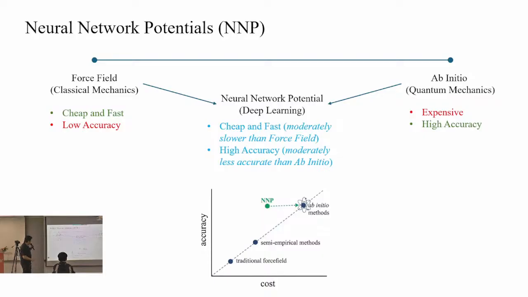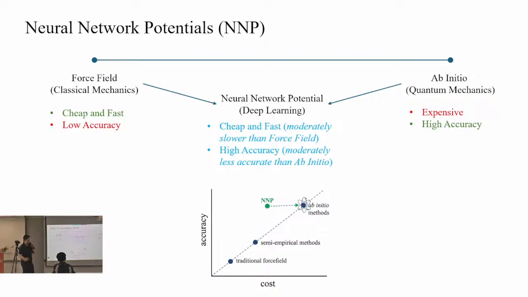Now, what we want to bridge here with NNP is this big gap. This is a general rough estimate of the accuracy versus cost. You see the force field sits here, and then you have semi-empirical methods, similar to traditional force field. And then at the other extreme end, you have the ab initio methods. What we want is a lower cost with respect to ab initio while having a very similar accuracy. That's why it sits right here.